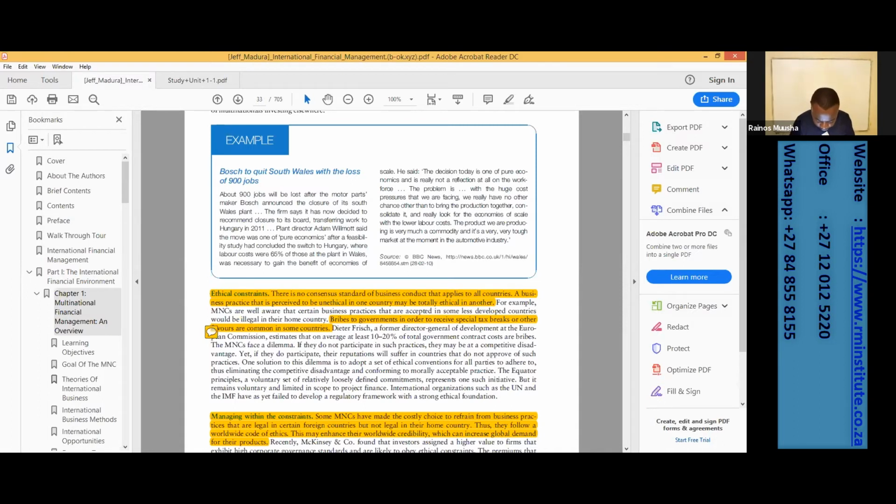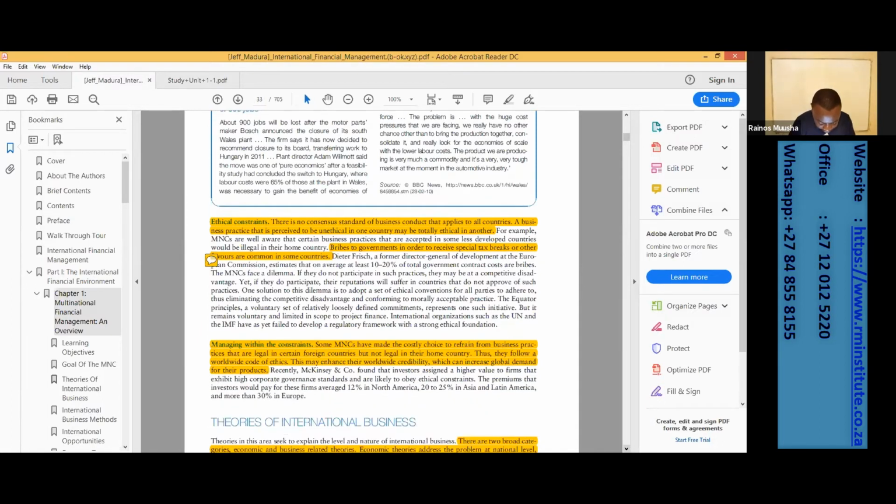So on the next paragraph, they look at managing within the constraints, and here they say some multinational companies have made the costly choice to refrain from business practices that are legal in certain foreign countries but not legal in their home country. Thus they follow a worldwide code of ethics. So they may enhance their worldwide credibility, which can increase global demand for their products as well.